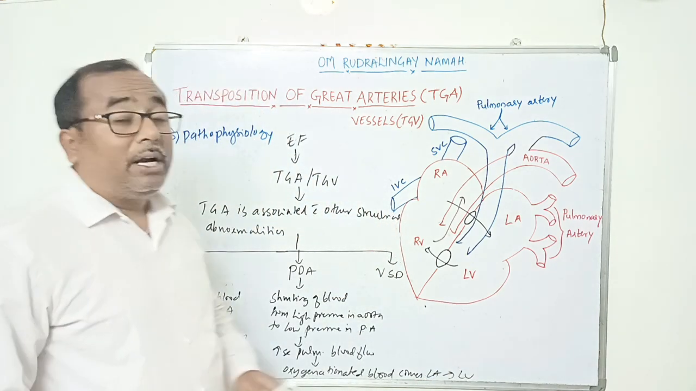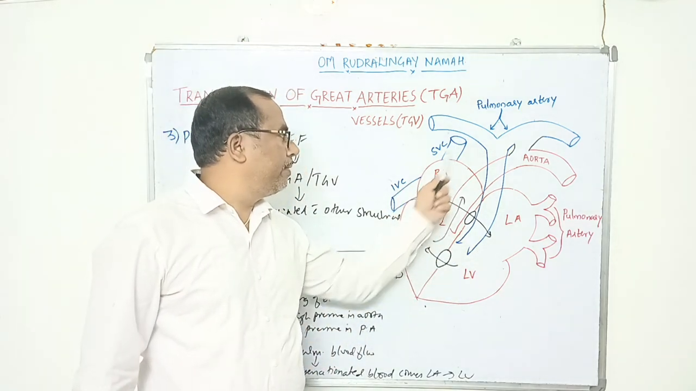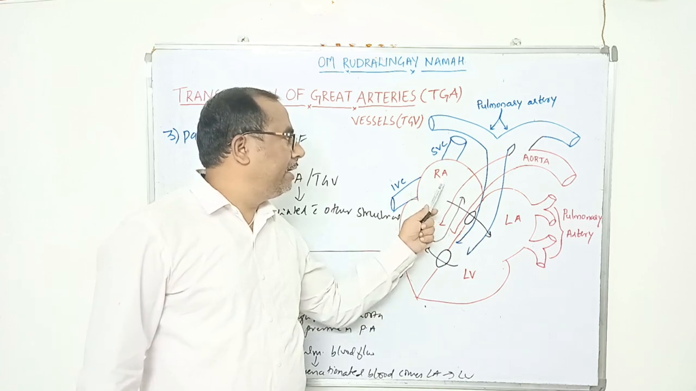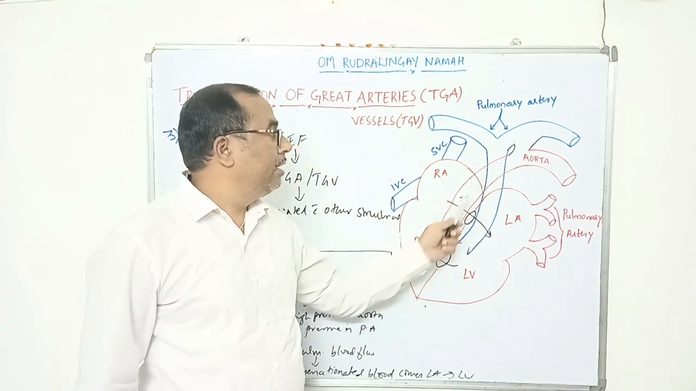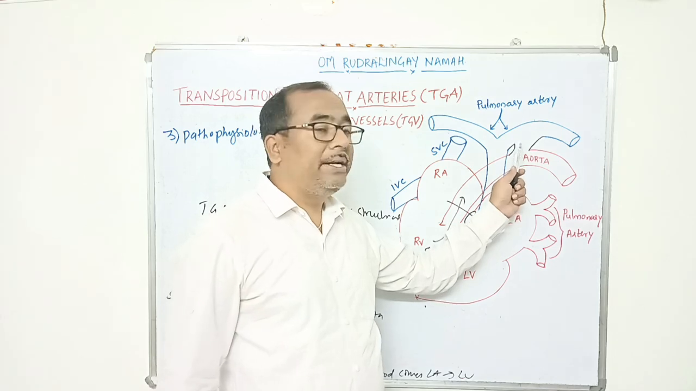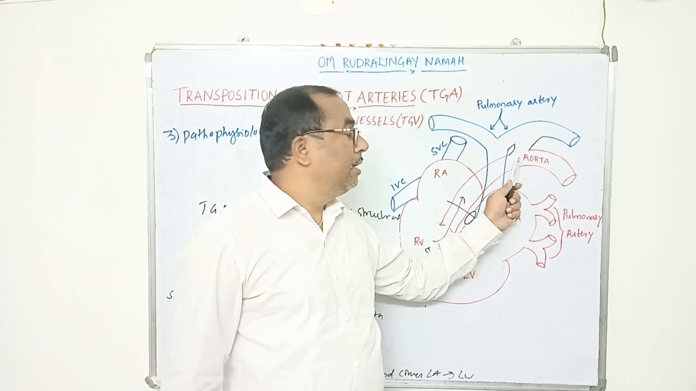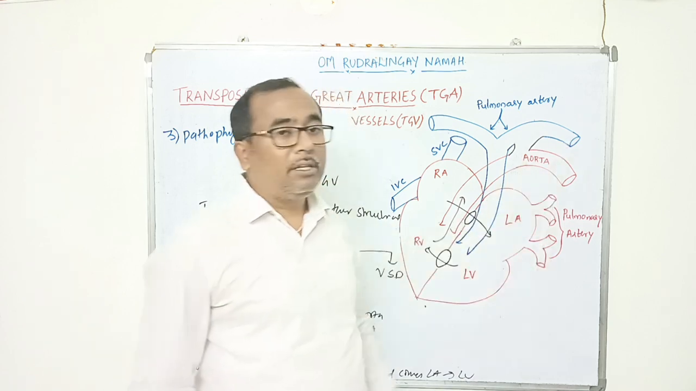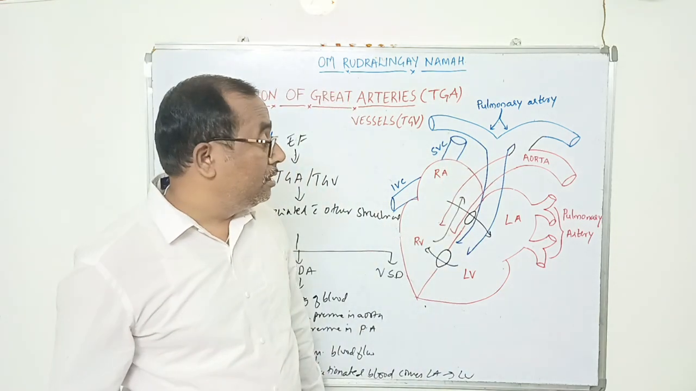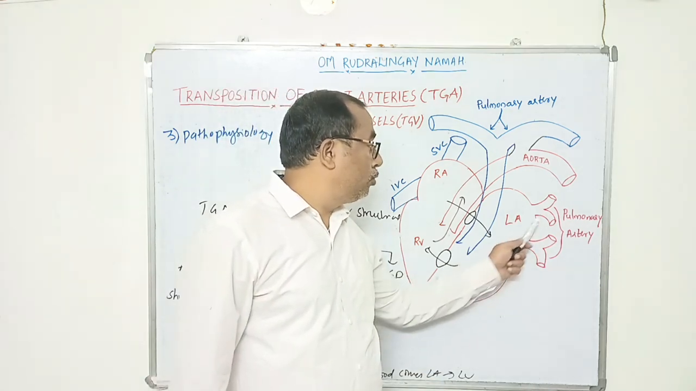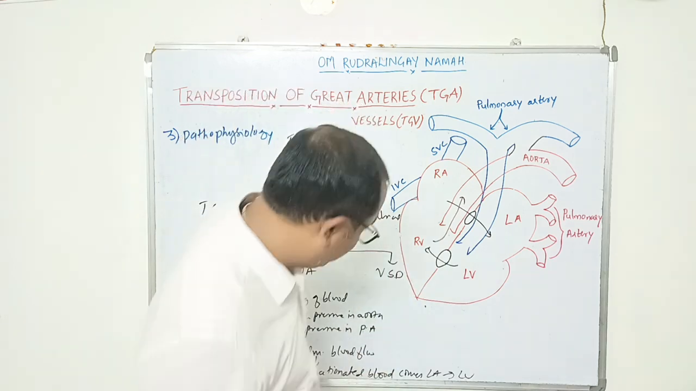So what happens if PDA is present with the TGA? The deoxygenated blood enters into the right atrium through the superior vena cava and inferior vena cava, and after the contraction of the right atrium, blood will move to the right ventricle. After contraction of the right ventricle, blood goes to the aorta. Then there is a presence of PDA, so there is a shunting of deoxygenated blood from high pressure in the aorta to the low pressure in the pulmonary artery. Then blood will go for oxygenation through the pulmonary blood flow. After oxygenation, blood will come to the left atrium through the pulmonary veins. Then blood will move from left atrium to the left ventricle. Later what happens? We'll see next.